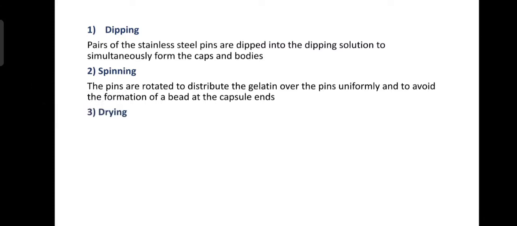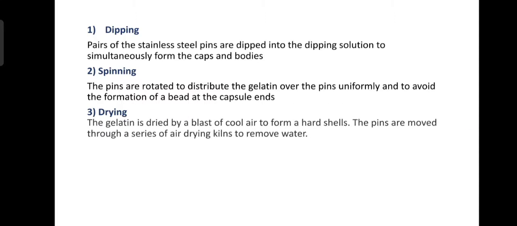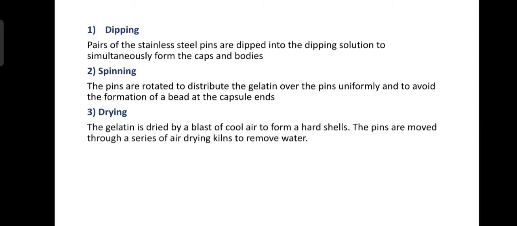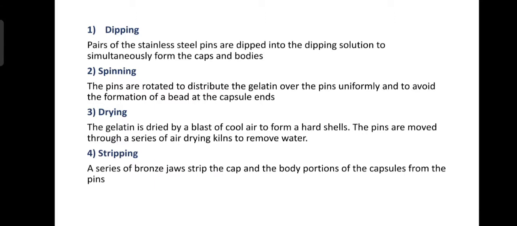Drying. The gelatin is dried by a blast of cool air to form a hard shell. The pins are moved through a series of air drying kilns to remove water. Stripping. A series of brass jaws strips the cap and the body portion of the capsule from the pins.